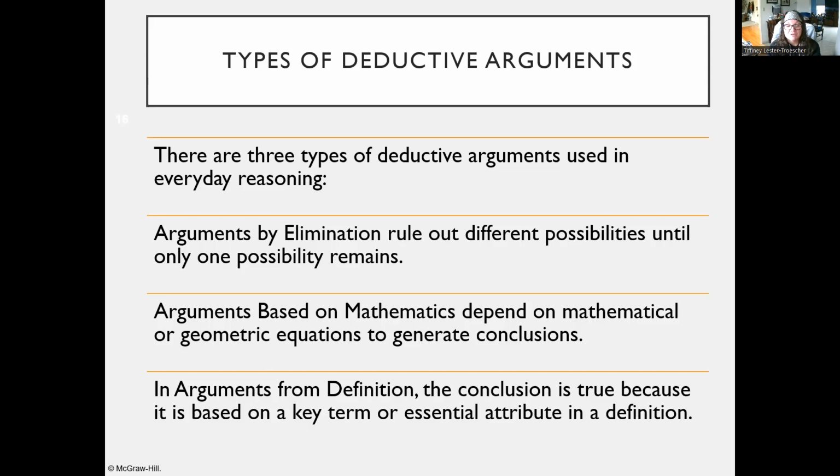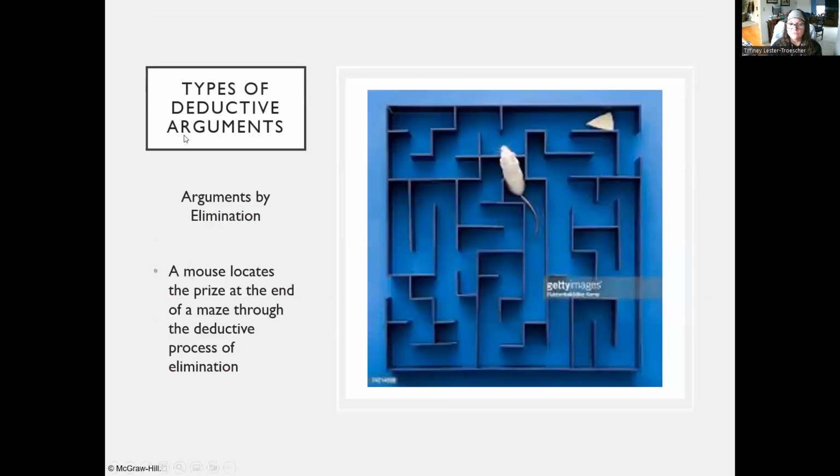Arguments by definition. The conclusion is true because it is based on a key term or essential attribute in a definition. All right, so let's take a look at very brief examples of each of these. All right, so arguments by elimination.